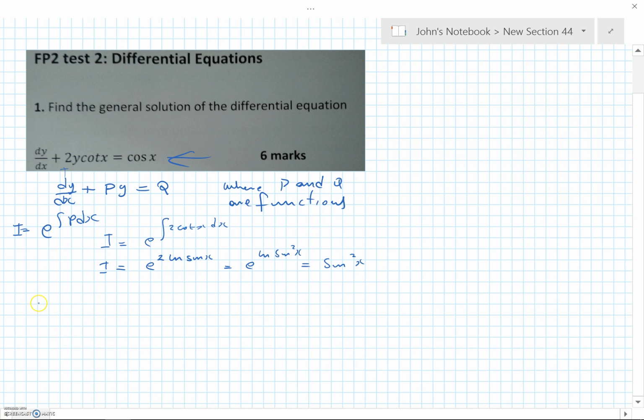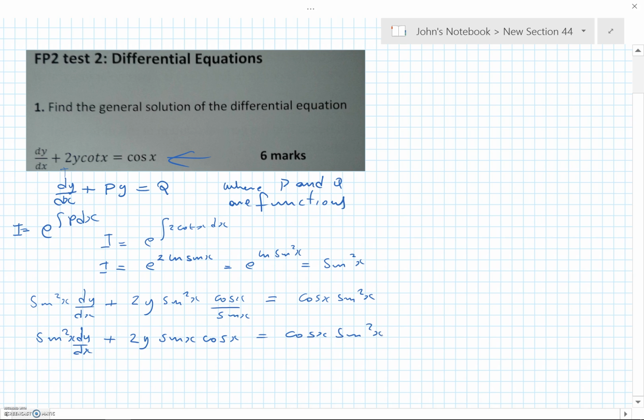So we have, let's write the cot x as cos x over sin x as well. So we've got sin squared x dy/dx plus 2y sin squared x cos x over sin x, which is our cot x, equals cos x sin squared x. Now, playing with this, that gives us sin squared x dy/dx plus 2y sin x cos x equals cos x sin squared x.